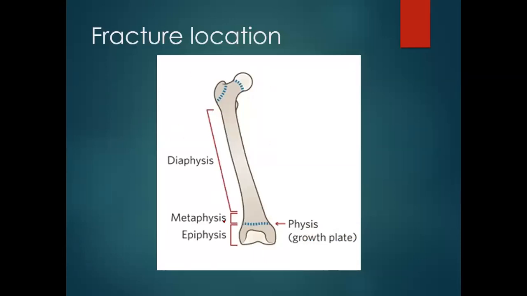Okay, so the diaphysis is the long part of the bone, right? The metaphysis is the transition from the diaphysis to the epiphysis, and then the physis is the growth plate in between. So epi meaning at the very end bilaterally, meta kind of the transition zone, and then physis is your growth plate.